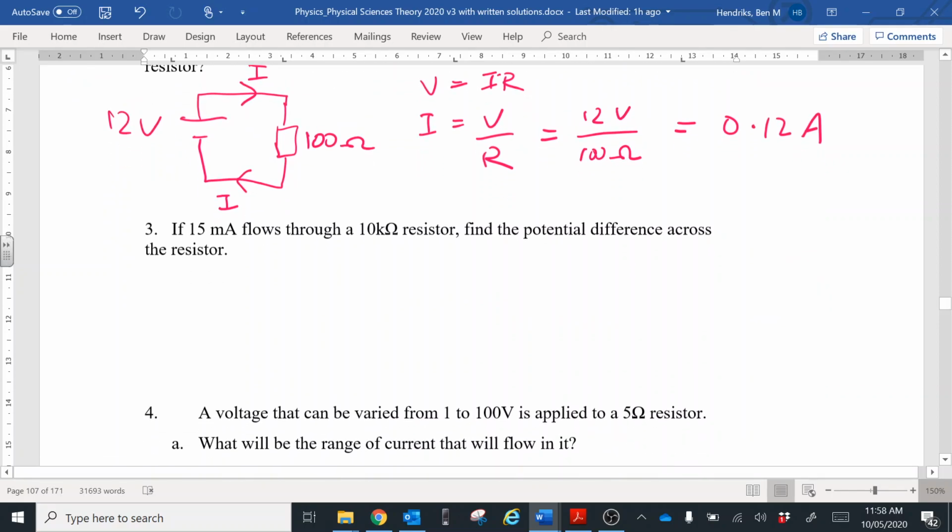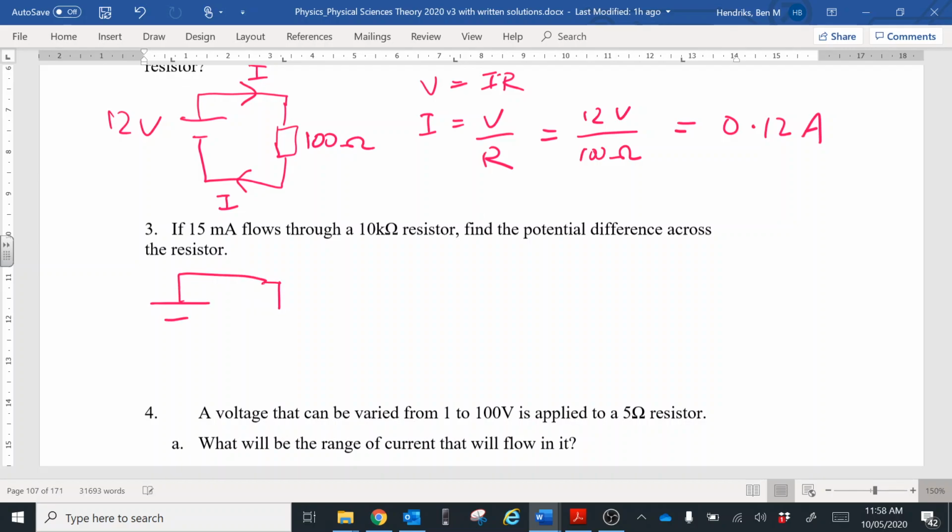So 15 milliamps flows through a 10k resistor. Find the potential difference across the resistor. So we're not sure what our voltage is this time. Okay, so we've got 10k, and we've got 15 milliamps, and we're looking for V.